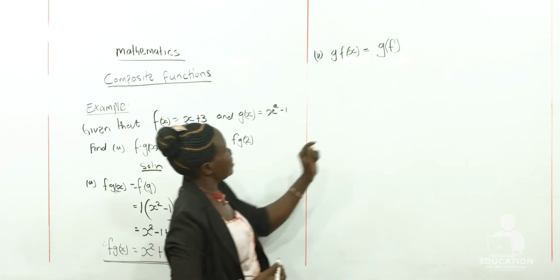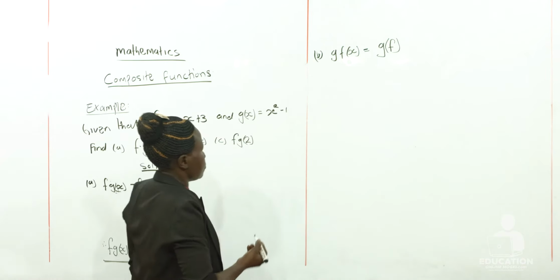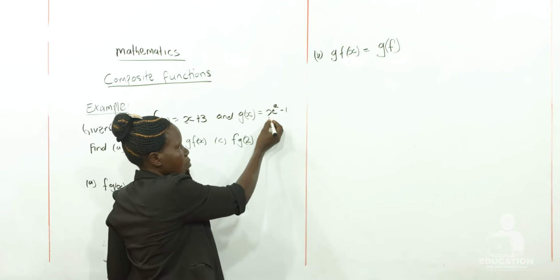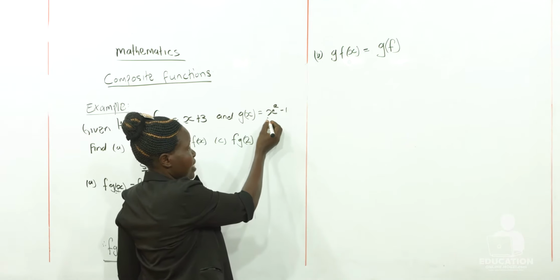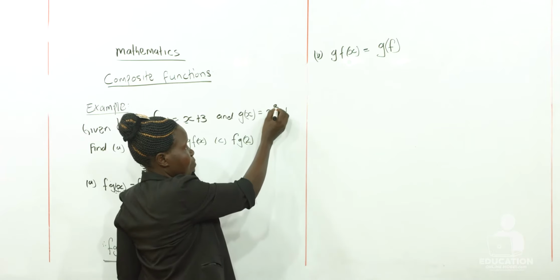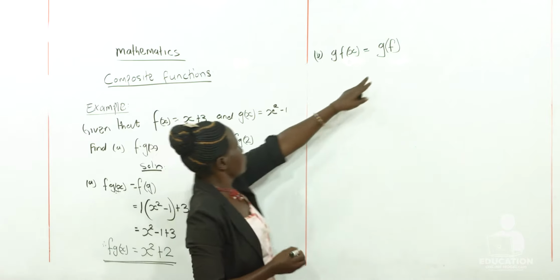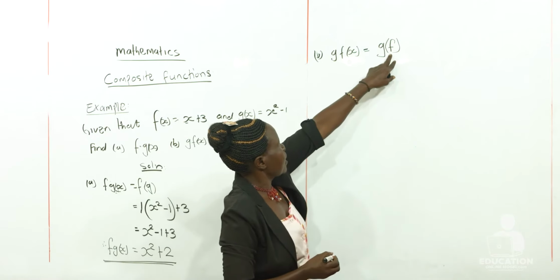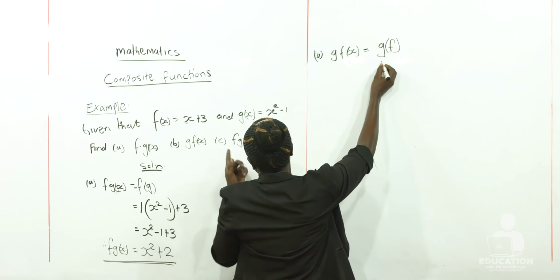Then now you come and say, what is g? G is supposed to be outside. Look here. In the function g, the coefficient is 1. But because of this power, it means we are going to square all the values of f, of x. So we substitute. We are not going to put anything there.